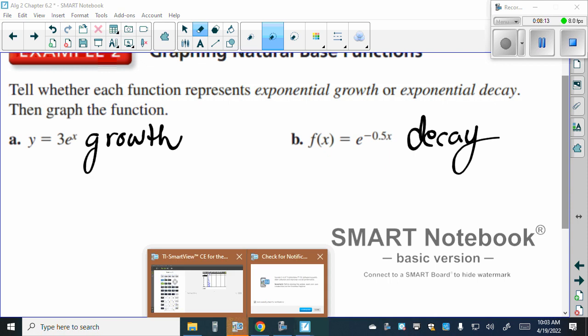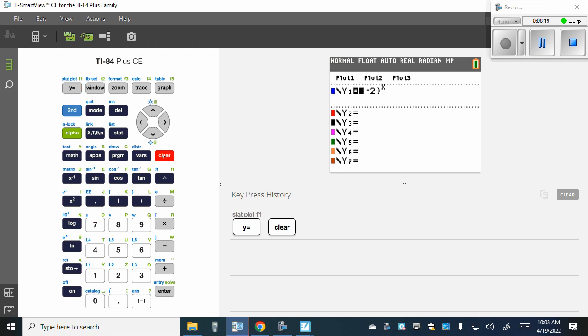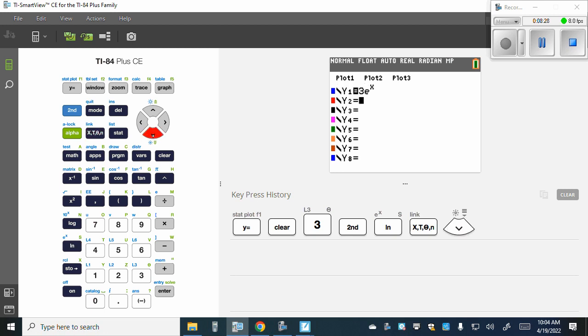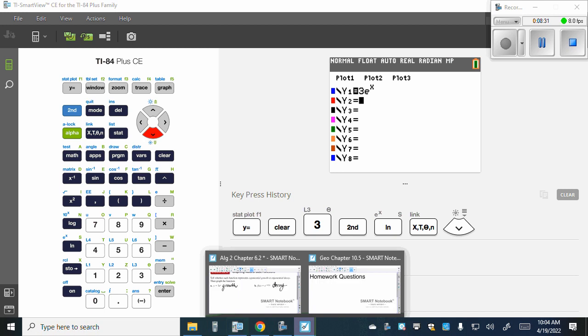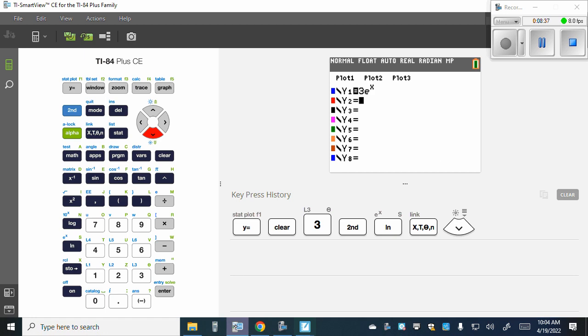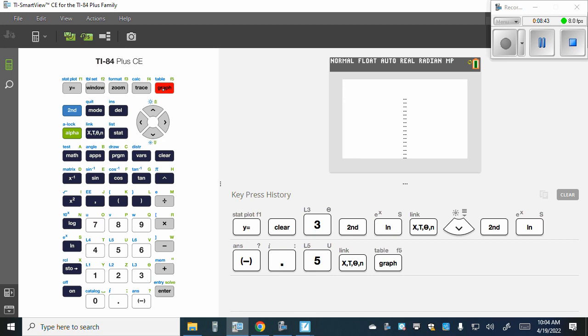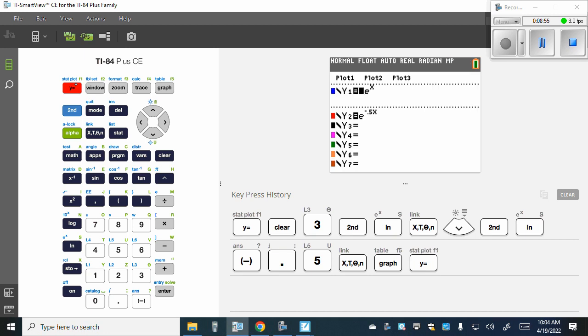Now we can look at this. So y equals, the first one was 3 e to the x. And the next one we had was e to the negative 0.5x. Graph. So the blue one, indeed, looks like our exponential growth. And the red one does show the exponential decay. And it's more based off the fact that it's negative, not so much that they have a decimal.